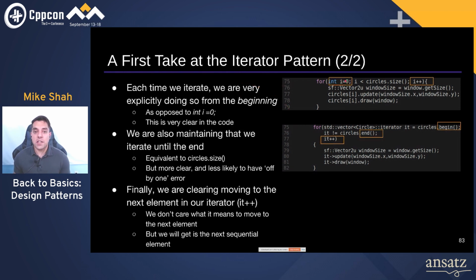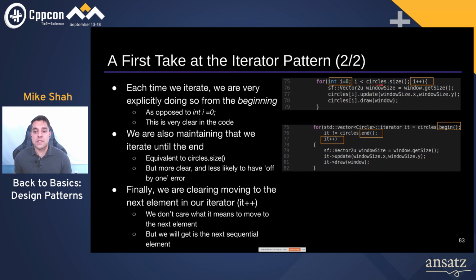So each time we iterate through, we're being very explicit that we're starting from the beginning. That's what we meant in our old example, i equals 0, but we could make a mistake. That could change. But we really want to iterate from the start. So I have circles.begin to represent that. And then we're also maintaining, again, that we want to iterate to the very end. So our iterator here, while it's not equal to circles.end, the end of the collection has been implemented. Okay, and this is just very explicit and clear what's going on.